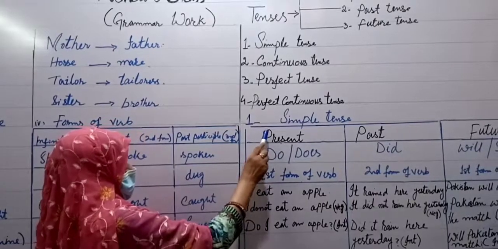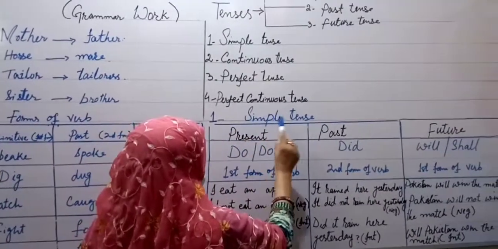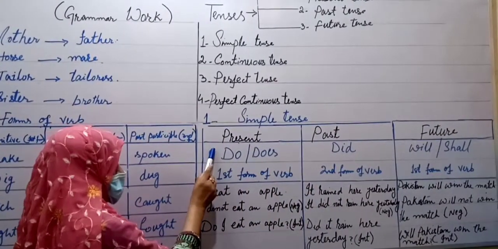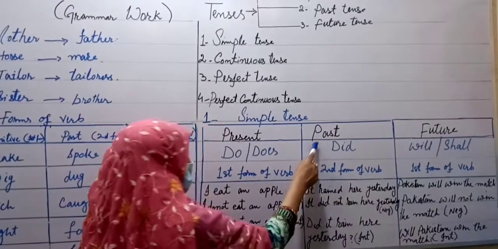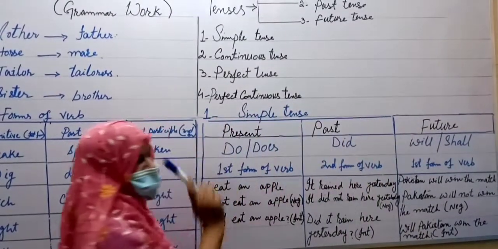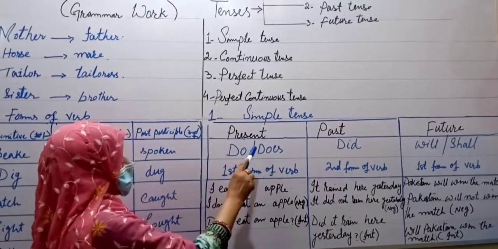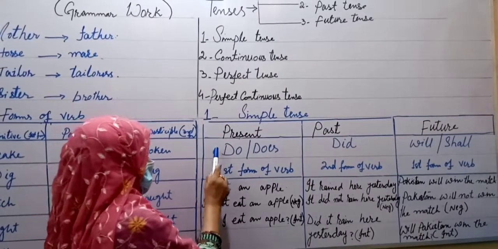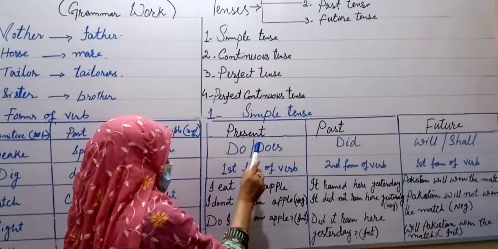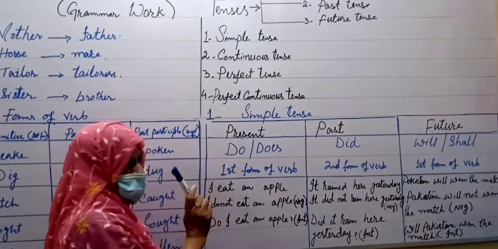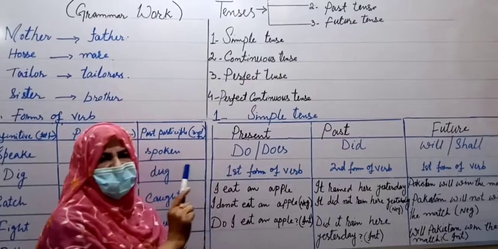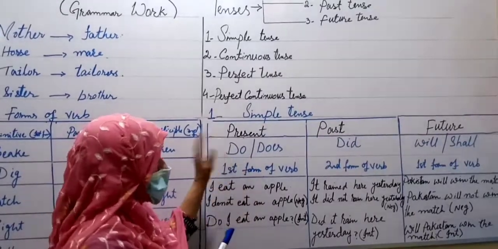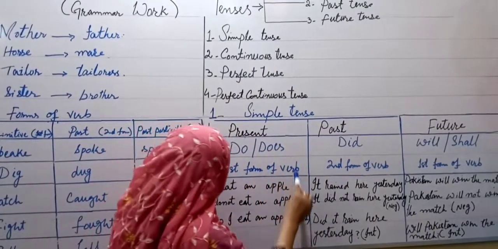Look at the board. I am going to explain simple tense. That is the table of simple tense: simple present tense, simple past tense, and simple future tense. This is the structure of simple present tense. The helping verb do or does will be used here with the first form of verb. In this tense, we will use the first form of verb just after the subject. Okay, then object.